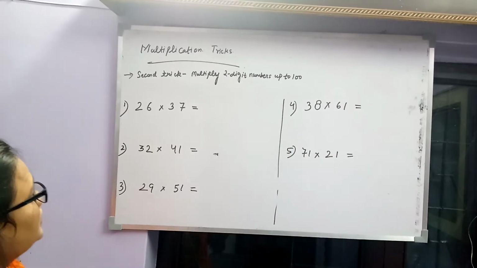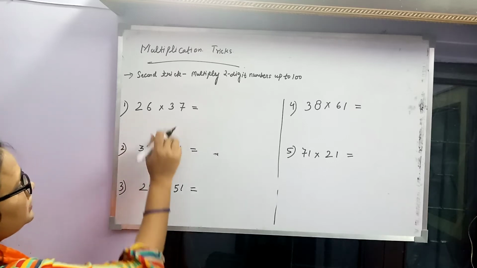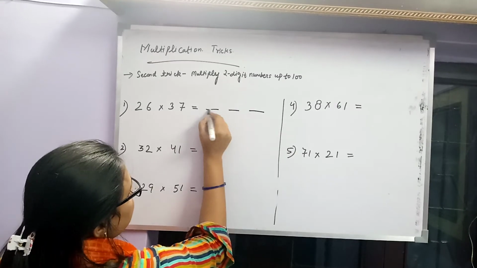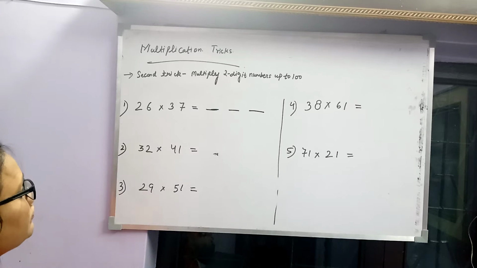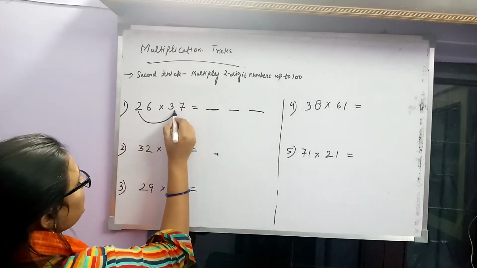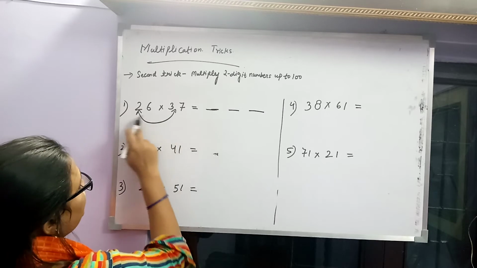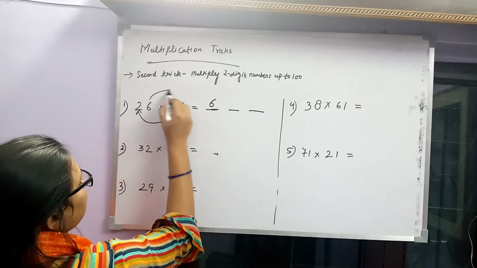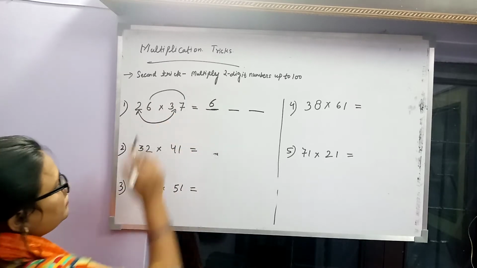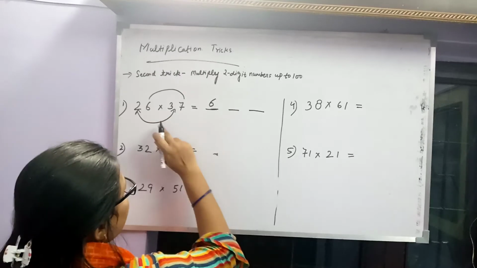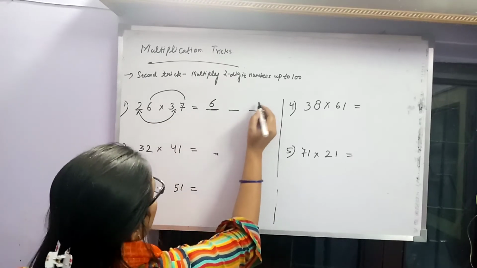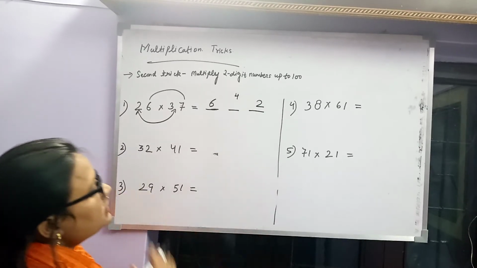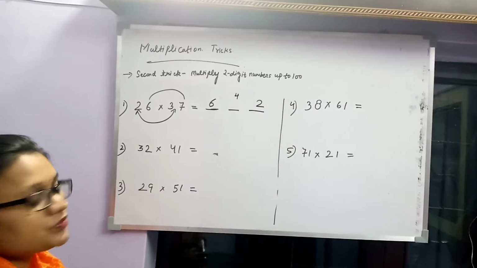So let's begin. I am taking the first example. First, we will make 3 blanks. After that, we multiply the first digit with this. So 2 into 3 is equal to 6, and we will write it here. The second digits, the unit digits, we multiply this and this. So 7 into 6 is equal to 42. Here we will write 2, and 4 will go into the carry.